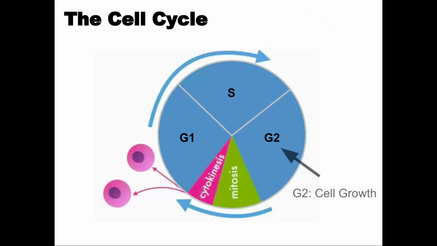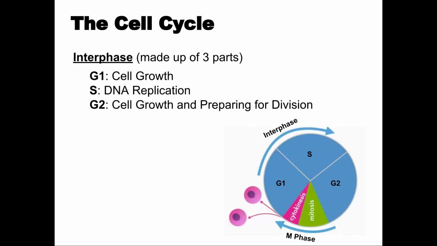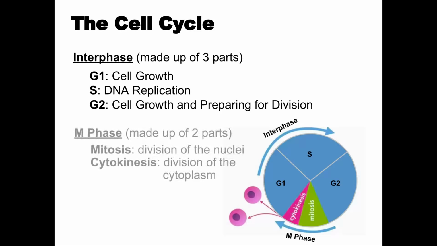And then we have G2, and that is just a little bit more growth, and the cell is getting ready to enter mitosis. So interphase, again, is made up of three parts. We have G1, S, and G2. And once a cell goes through those three parts of interphase, it's now ready to go into the division section of the cell cycle. And so the M phase is made up of mitosis, which is the division of the nucleus, and then cytokinesis, which is the division of the cytoplasm.